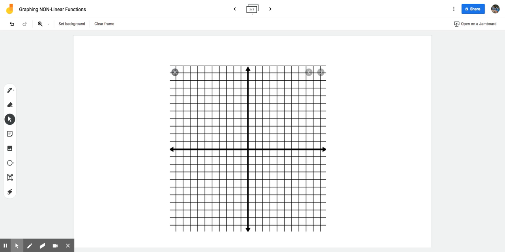Hello, hello. This is part 2 of graphing nonlinear functions. So if you haven't watched part 1, please go back and do so. In the first one, we looked at the parent function y equals x squared. And then when we changed that to y equals x squared plus 1, we were able to see that it moved our general U shape up 1.